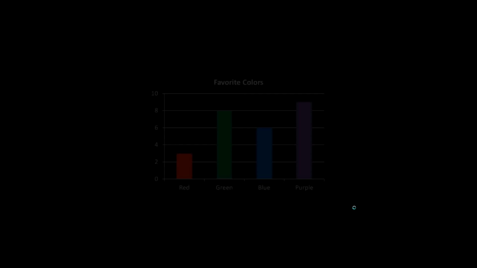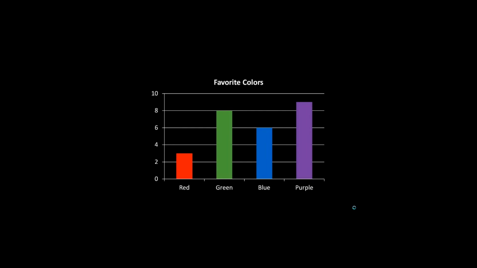Alright, for today's lesson we are going to learn how to read a bar graph. For this example, I surveyed our third grade classroom and I asked students what their favorite colors were. And this bar graph right here shows that information.